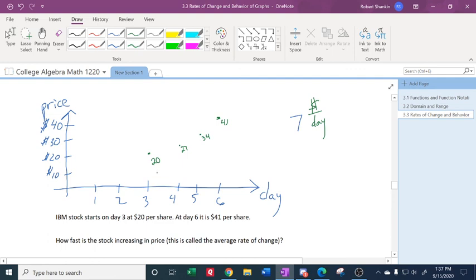If you went up by $7 a day, now this should look more like a straight line. I didn't do it very good. Let me clean these points up a little bit. All right. That seems to work. Now, this is called the average rate of change.